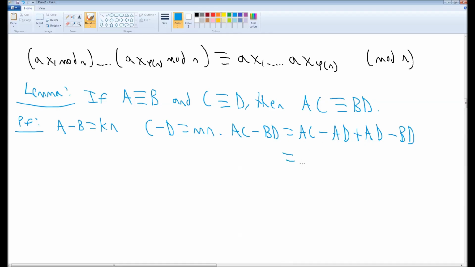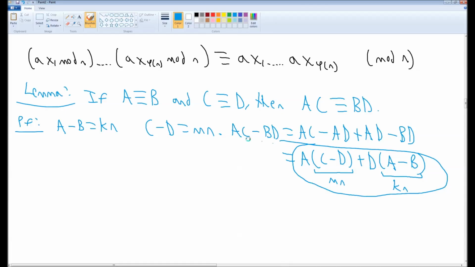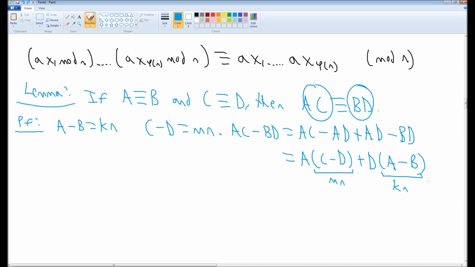Because then you can factor some stuff out. You can rewrite this as A times parentheses C minus D, plus factor out D out of this part. We get this, okay? But what's this? Well, the C minus D part is just M times N. And this A minus B part is just K times N. And so it's easy to see that this whole thing here is a multiple of n. So that means this guy is divisible by n. So therefore, these guys have to be congruent mod n.